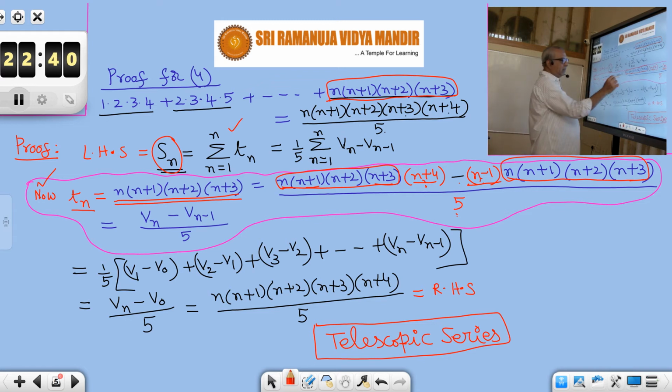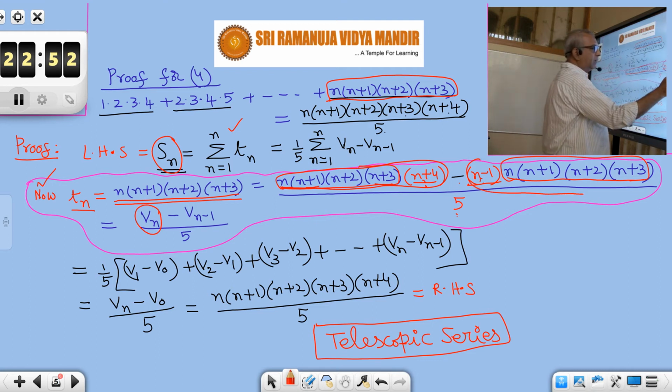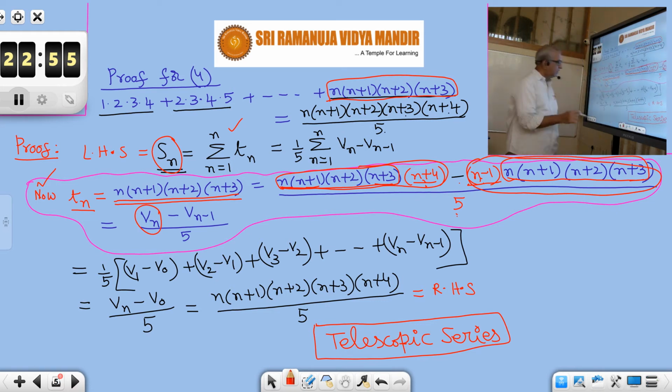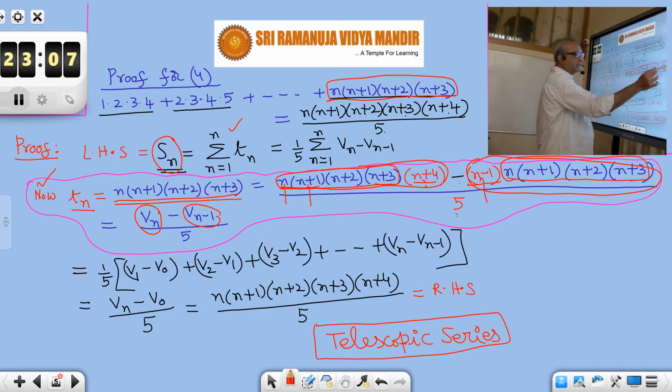Now, as usual, n into n plus 1 into n plus 2 into n plus 3 into n plus 4, if it is taken as Vn, then n minus 1, n plus 1, n plus 2, n plus 3, this product is clearly Vn minus 1. If n is replaced by n minus 1, you will get this factor. Like that, you can see that the numerator in the nth term is, if the first part is Vn, second part is Vn minus 1. So, Vn minus 1 by 5.